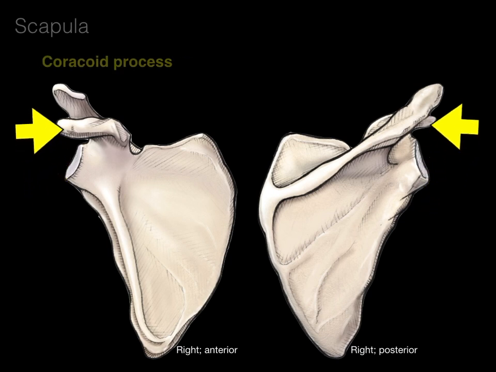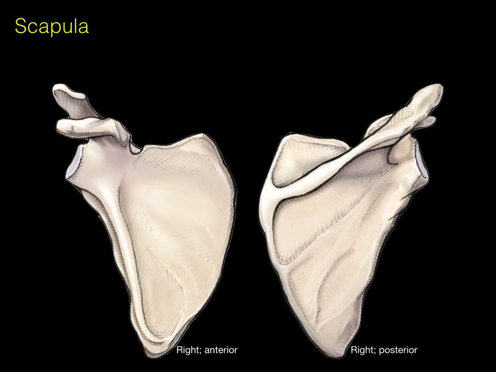triceps brachii muscle. Here's our coracoid process, which means a beak-like projection, and that's a very palpable landmark in surface anatomy, and it serves as an attachment for our pec minor, short head of the biceps, and the coracobrachialis muscles. All right, there's our scapula.